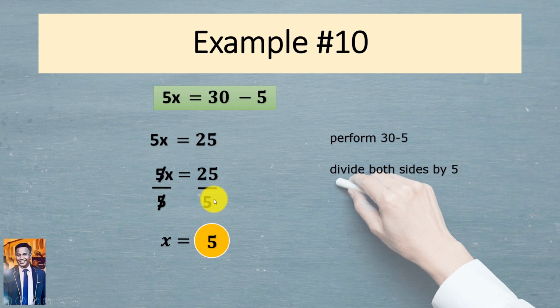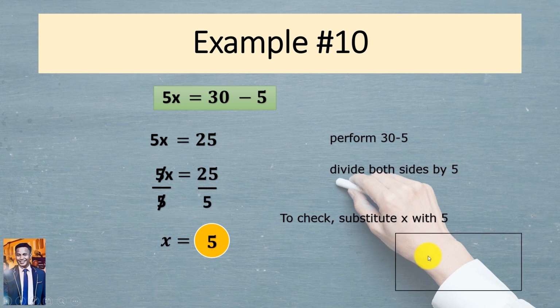Again, we substitute. Okay? Let's check. We substitute x with 5. That becomes, okay, 5 times 5 is equal to 30 minus 5. 5 times 5, that's 25. And 30 minus 5, that is 25. So, check yung ginawa natin.